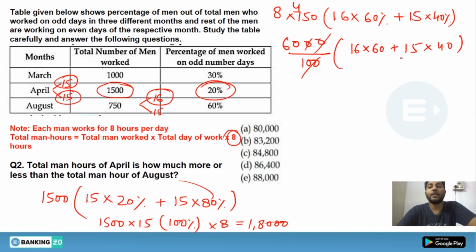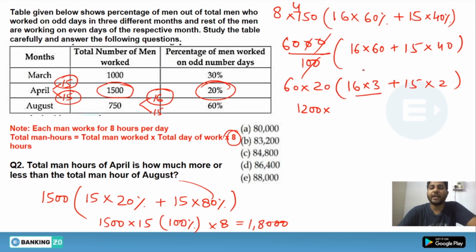You will take out another 20 and you will get to know that, and you will get what? 60 into 20, that means you will be left with 16 into 3 plus 15 into 2, and 1200 multiplies with 48 plus 30, that means 78. All right, 78. Now 12 8s are 96, 12 7s are 84, and 93, that means 93,600.